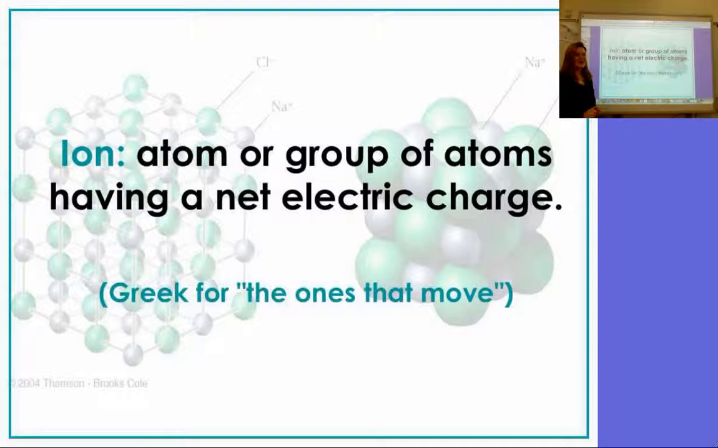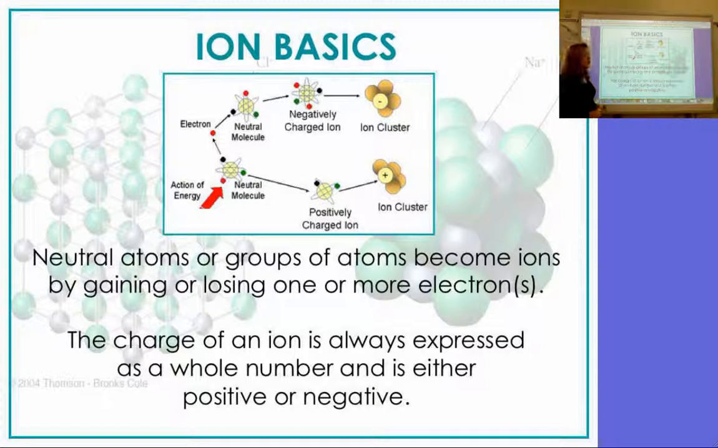So first we have to talk about what an ion is. Here's your definition. An ion is an atom or group of atoms that have a net electric charge. In Greek, ion means the ones that move. We talked a little bit about this before. How do ions have this electric charge? Well, they can either gain or lose one or more electrons. It's going to be all about the electrons.